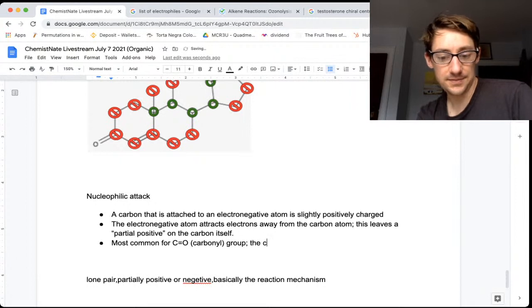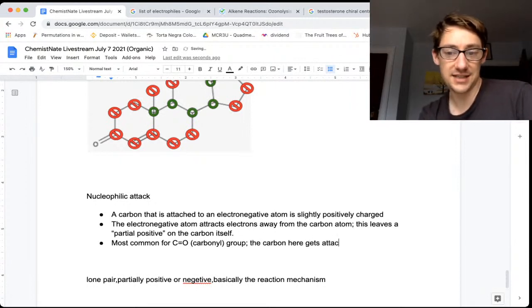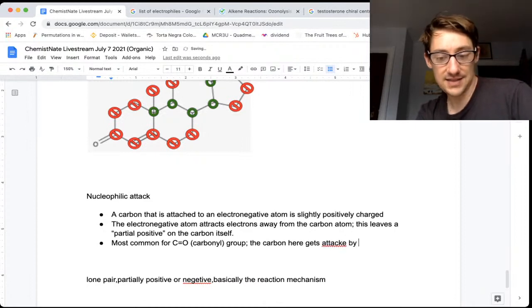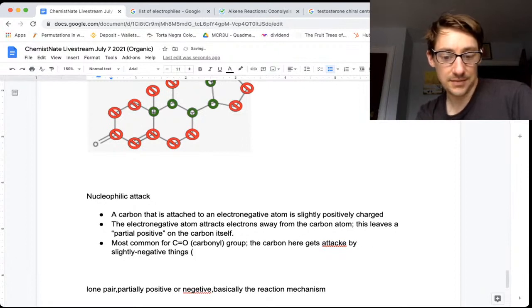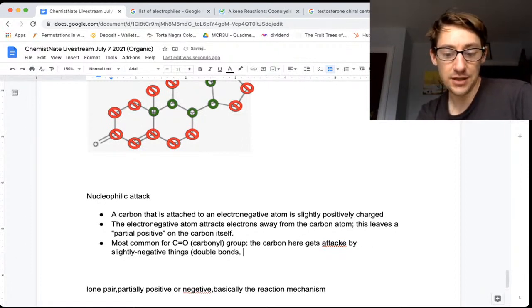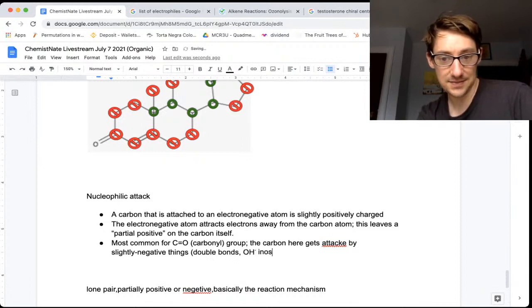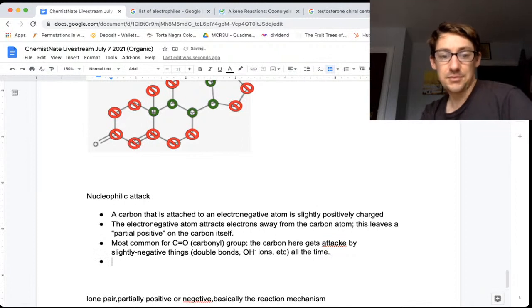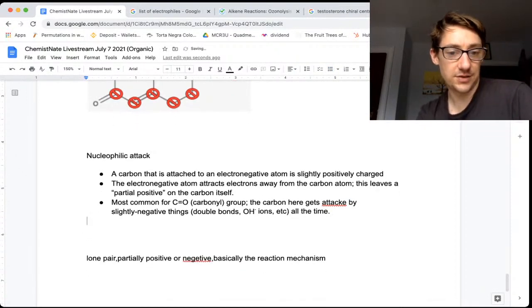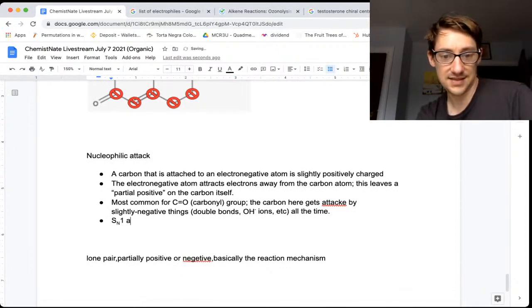The carbon here, I notice in mechanisms, gets attacked by slightly negative things. That can be double bonds. It can be OH minus ions, etc. all the time. But nucleophilic attack also plays a role in SN1 and SN2 reactions as well.